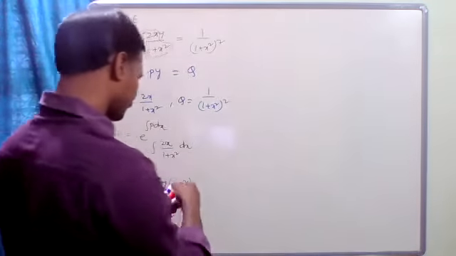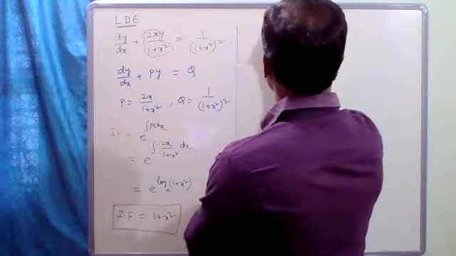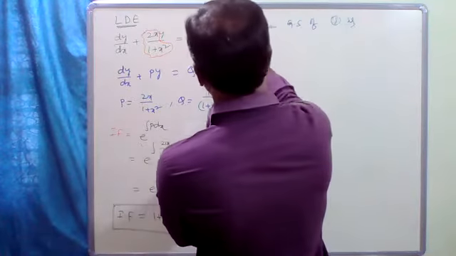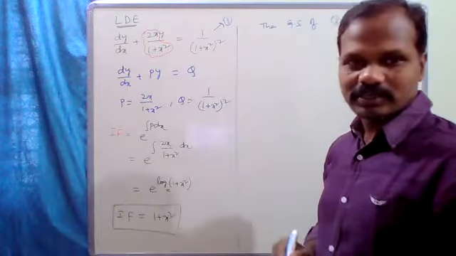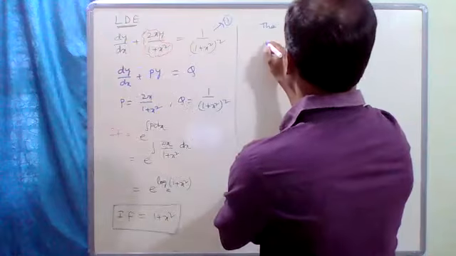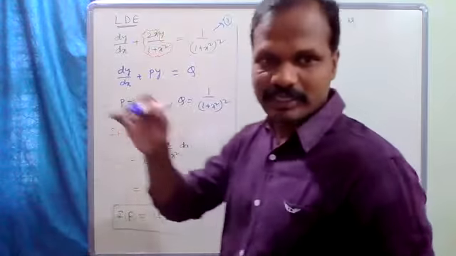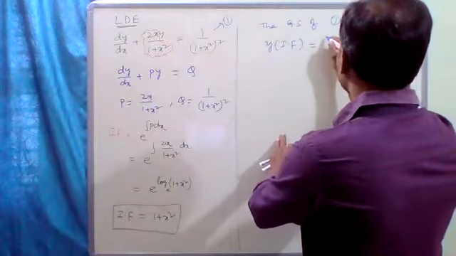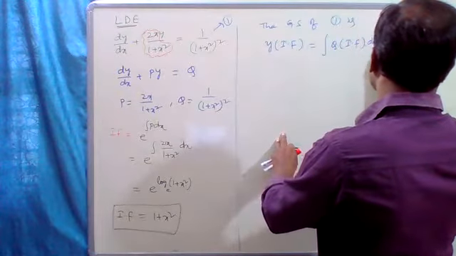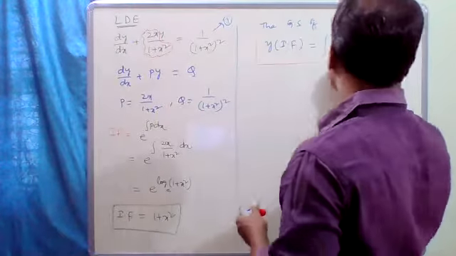Now what is the solution? Therefore the general solution of 1, this is the equation number 1, the given problem, is: dy by dx is there, so the solution is y into IF, IF means e power integral p dx, equal to integral q into IF dx plus c. This is the general solution, what we discussed in theory.